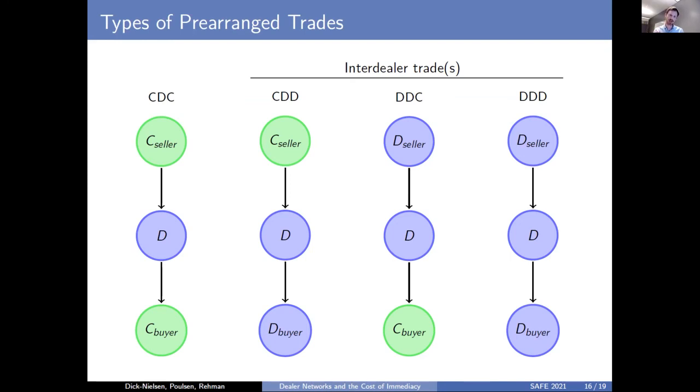So what we do next is that we then study how the markup earned by these prearranging dealers depends on their centrality score. So we take the dealer sell price, that's the price he gets when he sells to the customer, subtract the dealer buy price when he buys from the seller, and then compare that to the mid price. So that gives us the markup.